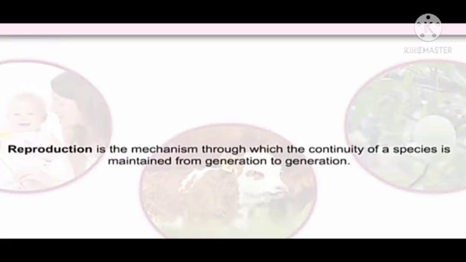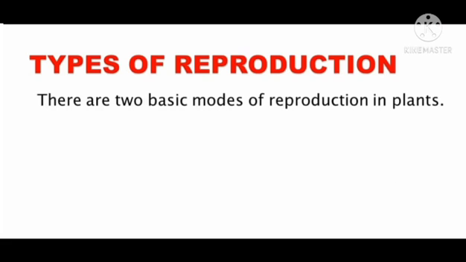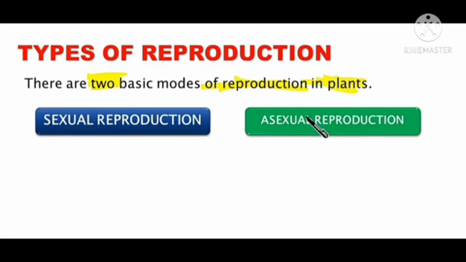Next are the modes of reproduction or types of reproduction. Living organisms exhibit several modes of reproduction. But there are two basic modes of reproduction in plants. First is sexual reproduction and second is asexual reproduction. So what is the difference between sexual reproduction and asexual reproduction?